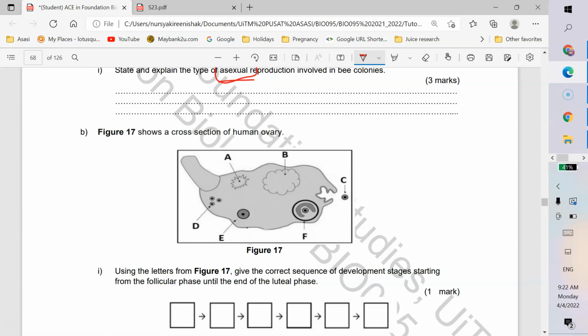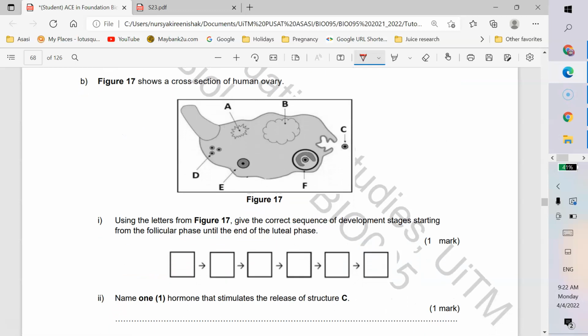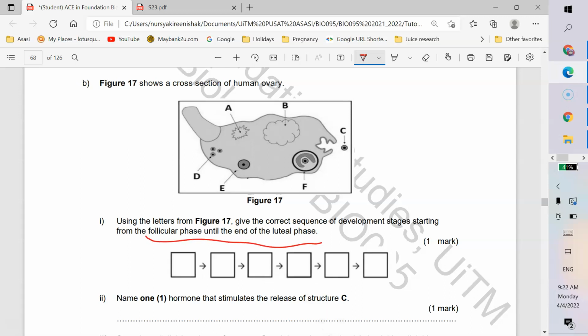Figure 17 shows a cross-section of human ovary. Number 1, using the letters from figure 17, give the correct sequence of development stages starting from the follicular phase until the end of the luteal phase. The answer is D, E, F, C, B, E.